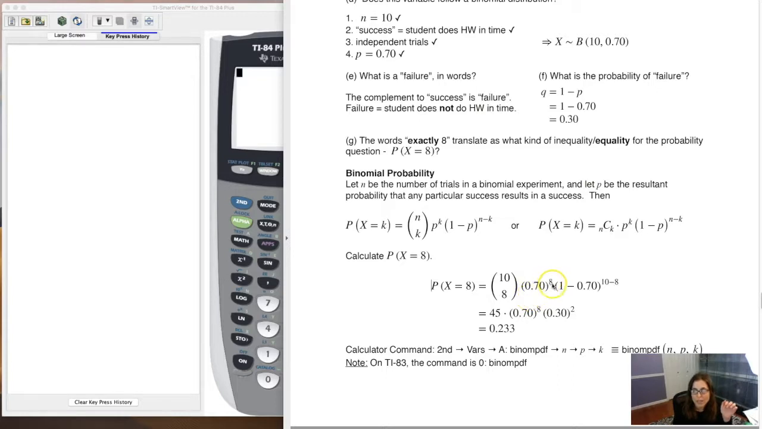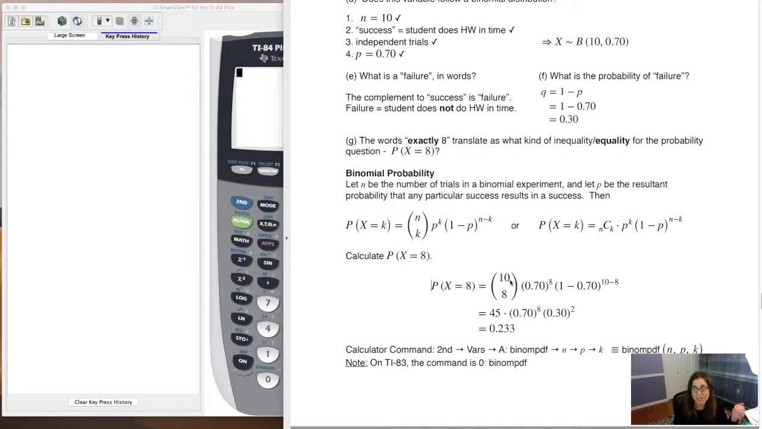So if we had 8 students doing their homework and these trials were all independent, you can see why in this part of the formula, I have 70% raised to the 8th power because we had 8 students successfully completing their homework, which also means we had 2 students who didn't complete their homework. And that's why you see this 30% squared, or 1 minus 0.70 squared. So we had 8 students doing their homework and then 2 students not doing their homework on time. And this 10 choose 8 tells me how many different combinations out of my 10 students that exactly 8 did their homework.